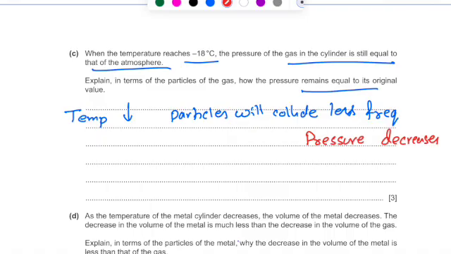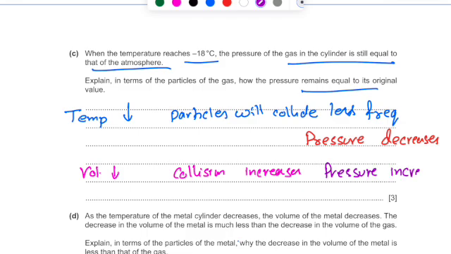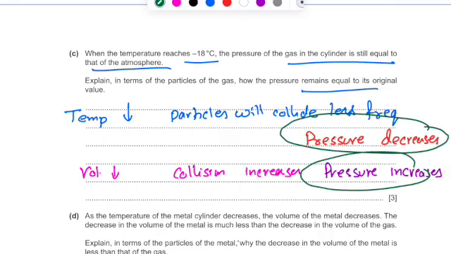Pressure decreases. Next, the volume is also decreasing. When the volume is decreasing, collisions will increase because of the less space. Collisions increase, so what will happen to the pressure? Pressure increases. But on one hand the pressure is increasing and on the other hand the pressure is decreasing. So they balance out. That's why there is no change in pressure.